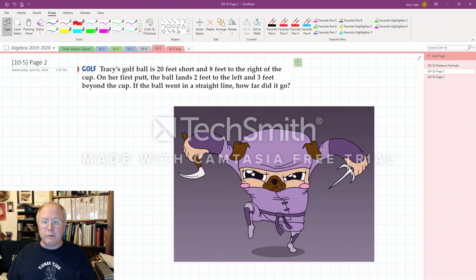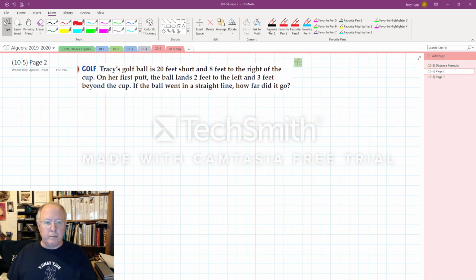Let's try another example. Let's do example 2, right here. Example 2 on page 556. Now I've cut and pasted the words of this problem into our notes here to make it easier. So Tracy's golf ball is 20 feet short and 8 feet to the right of the cup. On her first putt, the ball lands 2 feet to the left and 3 feet beyond the cup. If the ball went in a straight line, how far did it go?